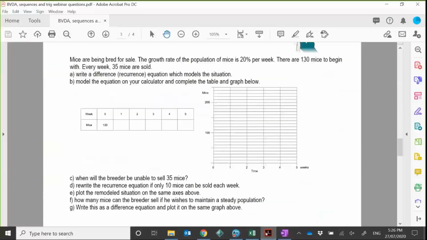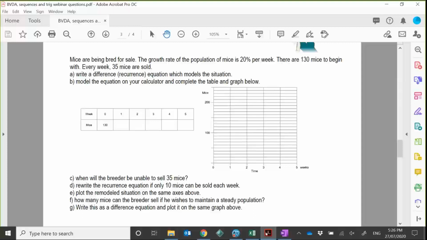Question 4. This is a recurrence equation style question. Mice are being bred for sale. The growth rate is 20% per week. You're starting with 130 mice, and you're selling 35 every week.